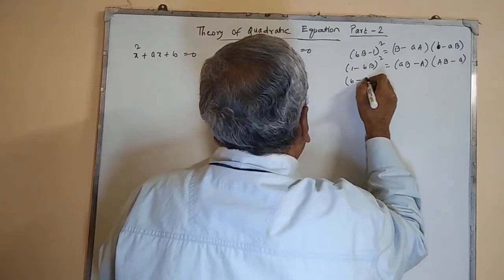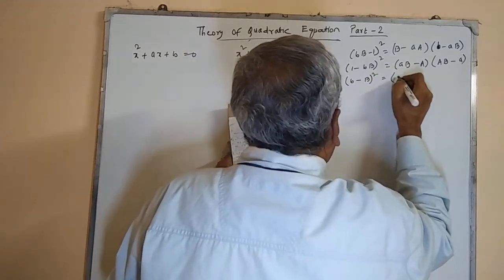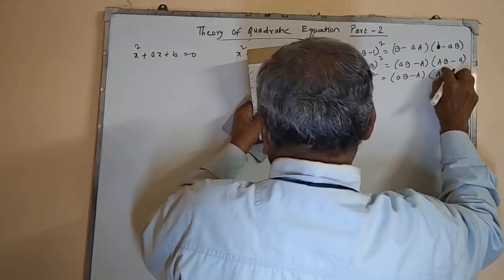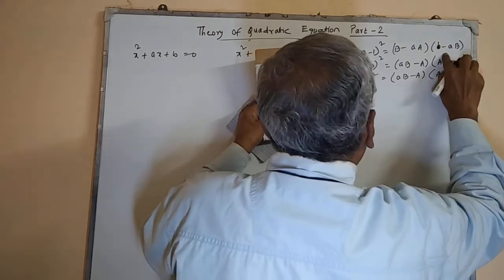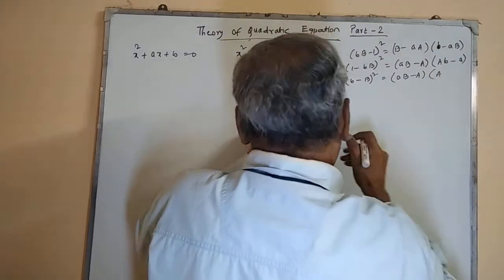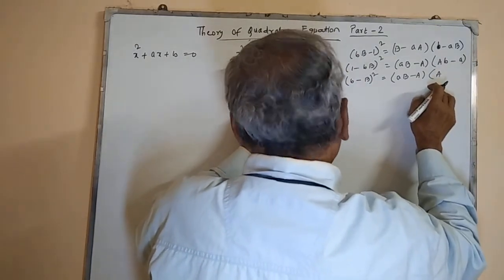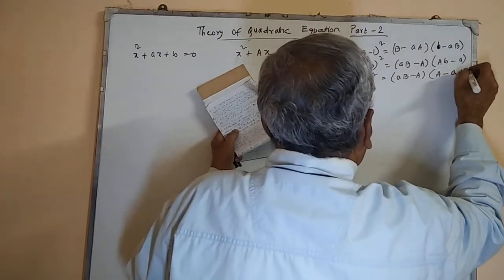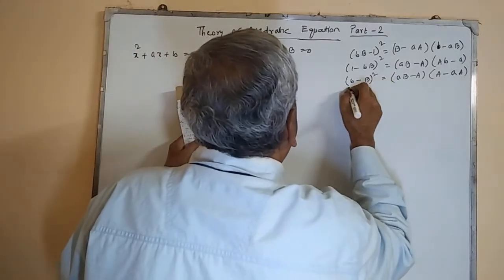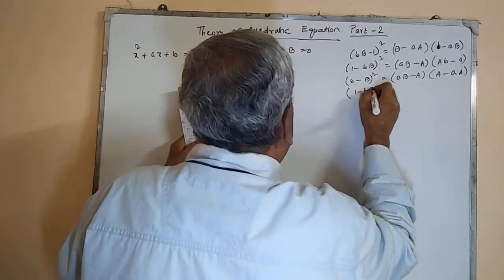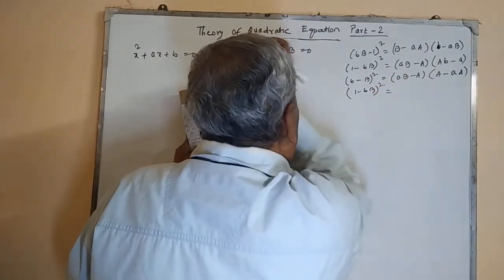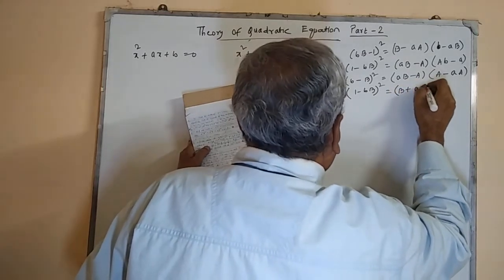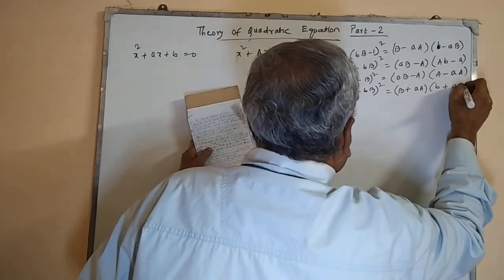Third one is (B minus capital B) whole square is equal to (AB minus A) into (this is A small b minus this, and this one is A minus AA). Fourth one is (1 minus BB) whole square is equal to (B plus AA) into (small b plus AB).